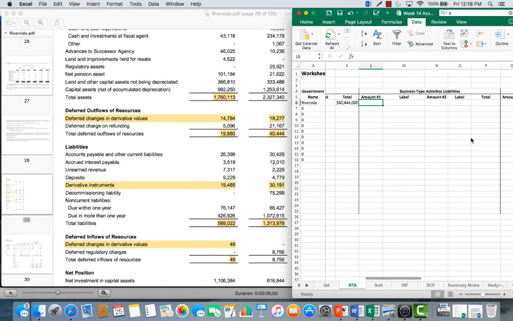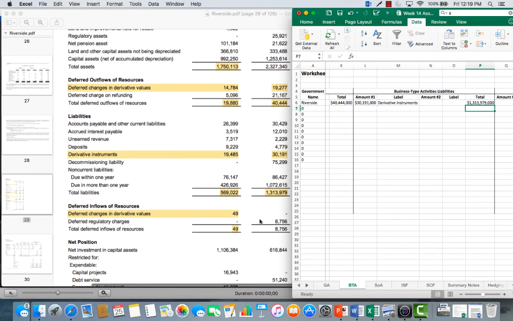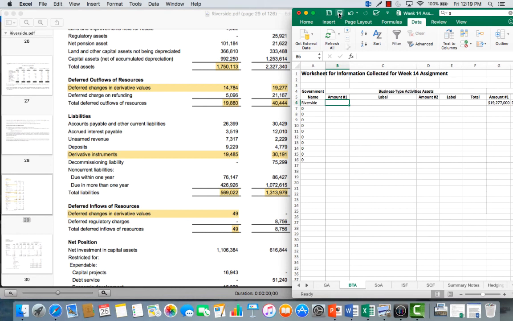In the liabilities, we have one right here, $30,191,000. And the label is derivative instruments. And total liabilities for the business type activities right there is $1,313,997,000. And there are no deferred inflows of resources under business type activities here. So we are done with that slide, with that tab.